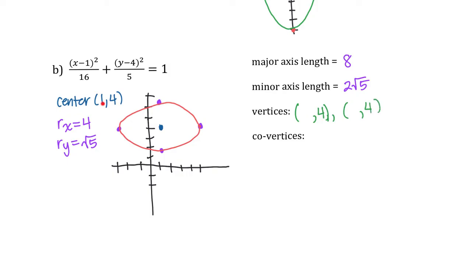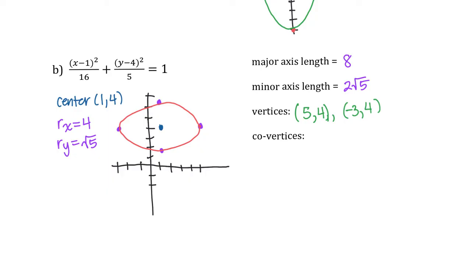Okay, the center was 1. X is 1. I went to the right 4, so 1 plus 4 is 5. And then from the center, x is 1, and the x radius was 4, so 1 minus 4 is negative 3. And if you have a good graph, this would look like 5, 4. This would look like negative 3, 4.